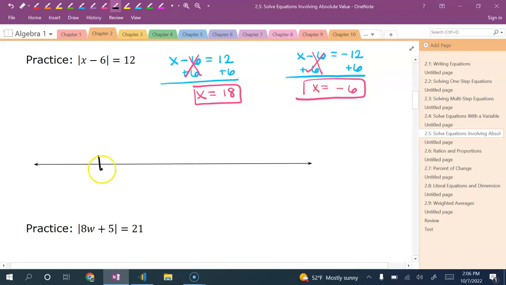Then for the number line, -6 should go to the left, 0 should be in the middle, 18 should be on the right.